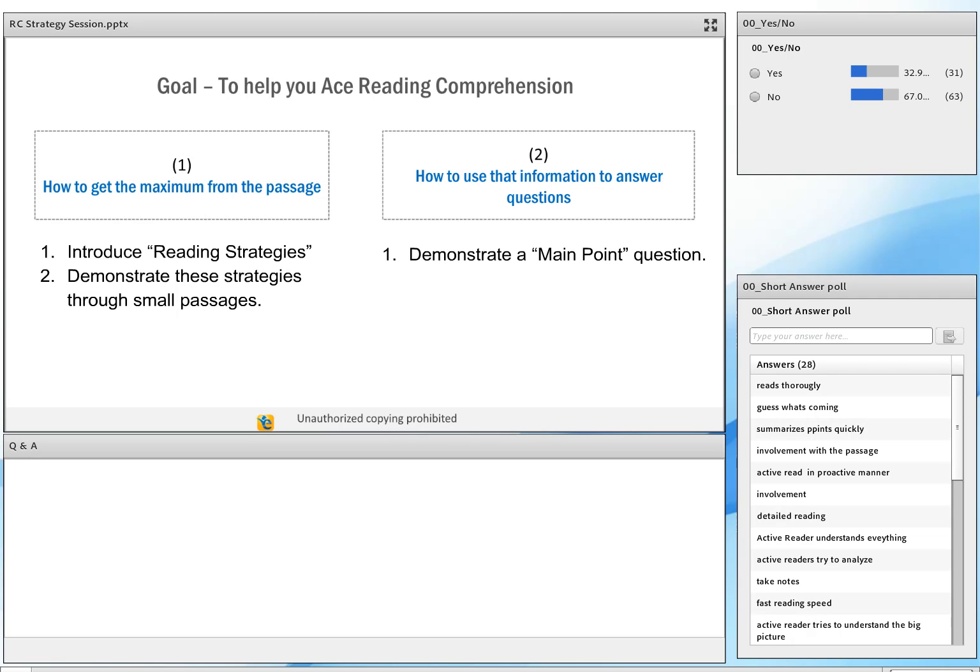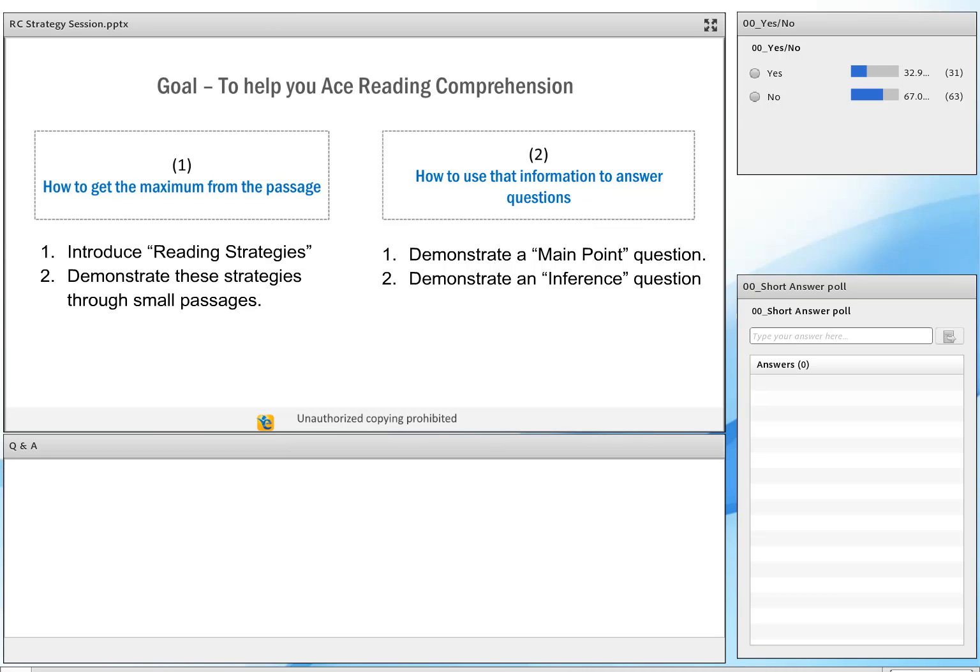For that, we're going to demonstrate a main point question and an inference question. So we're going to be doing two small passages, one with a main point question, the other one with an inference question. And again, the goal here is: given the passage, how do you read it? What are some of the reading strategies that you apply today?